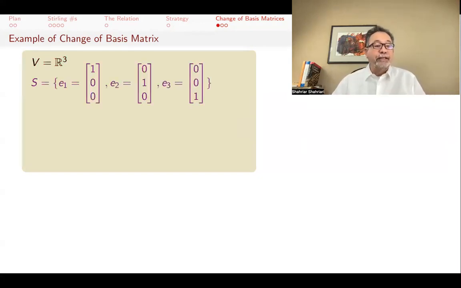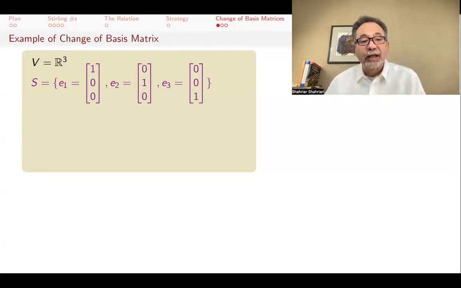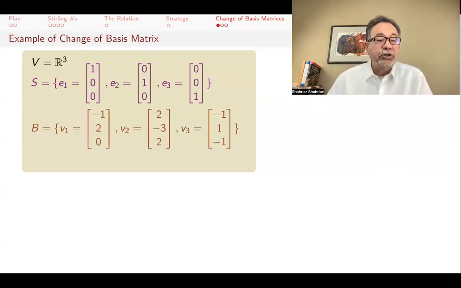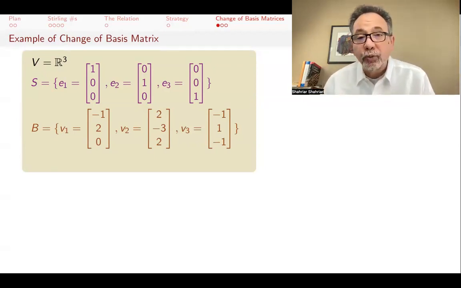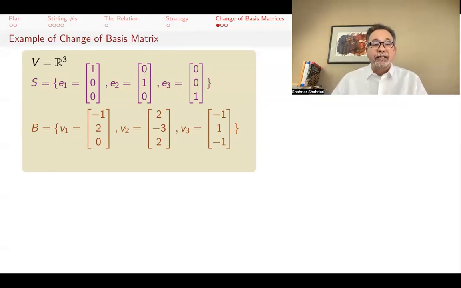And it has one basis, the standard basis, what you might know as i, j, k, or (1,0,0), (0,1,0), (0,0,1). That's a basis. They're linearly independent, and you can get every element of R3 as a linear combination of them. But here's another basis for it. Not so nice, but there's another basis that I call v1, v2, and v3: (-1,2,0), (2,-3,2), and (-1,1,-1). That is also a basis for R3.